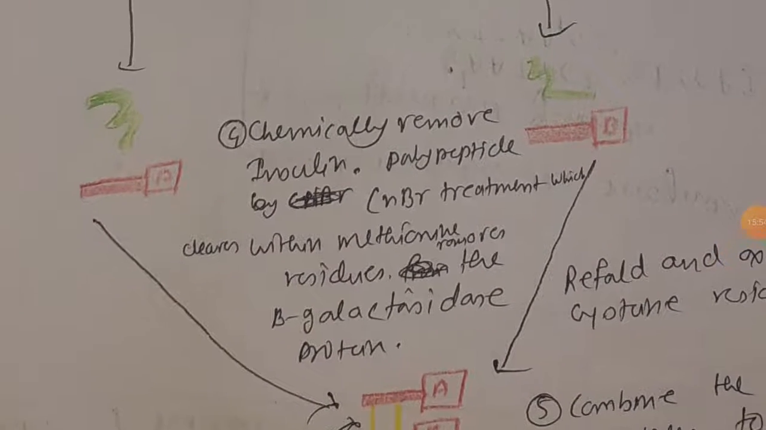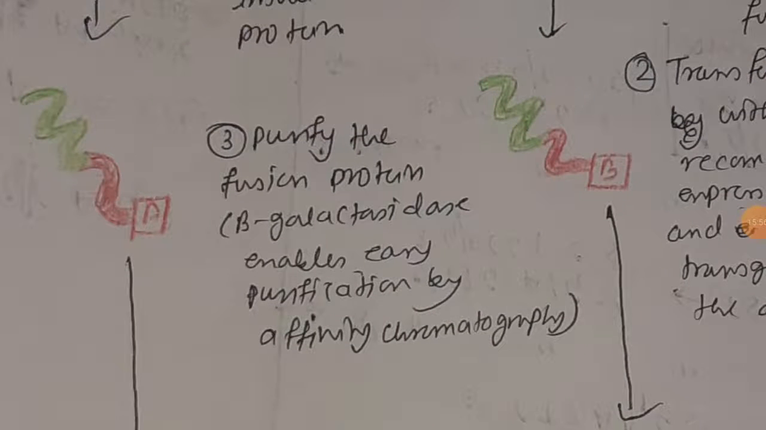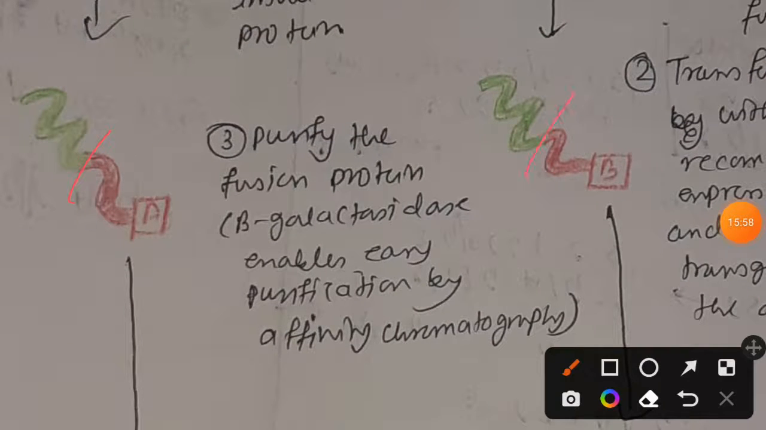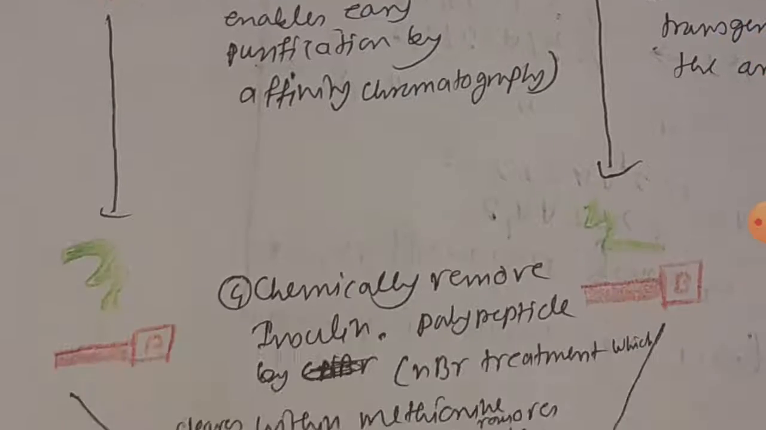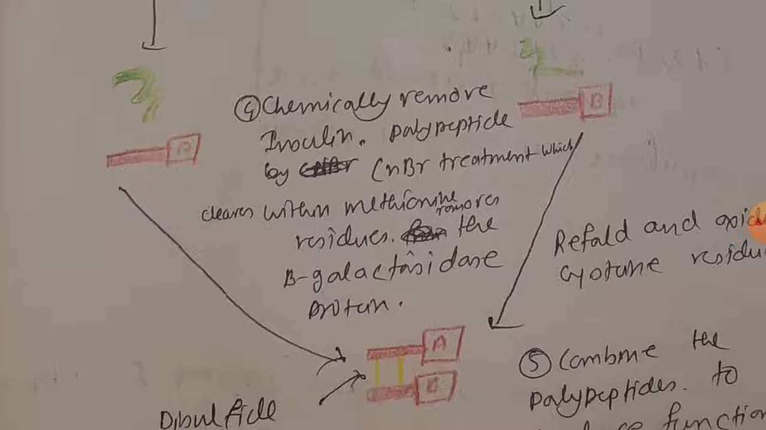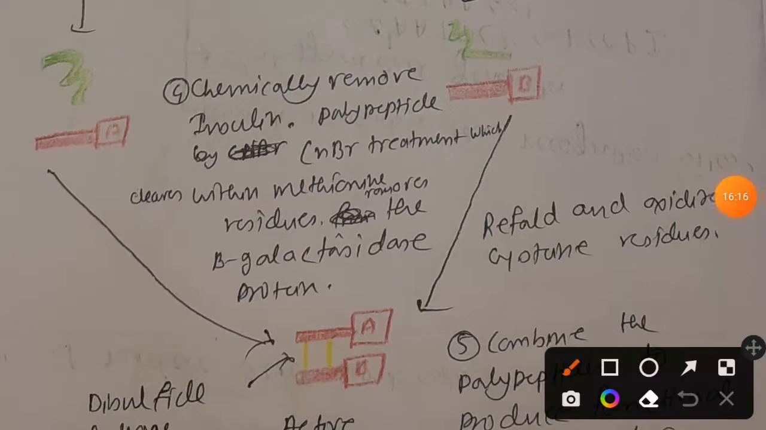After that, there will be a removal process which will separate the beta galactosidase from the insulin A subunit and insulin B subunit with the help of a process called CNBr treatment. This CNBr will cause the removal of the beta galactosidase from the insulin A and insulin B. Now we will join insulin A and B, allowing the refolding and oxidization of the cysteine residue present in A chain and B chain, which facilitates the formation of disulfide bond between A chain and B chain. Okay, and that's how an active heterodimeric insulin is constructed.